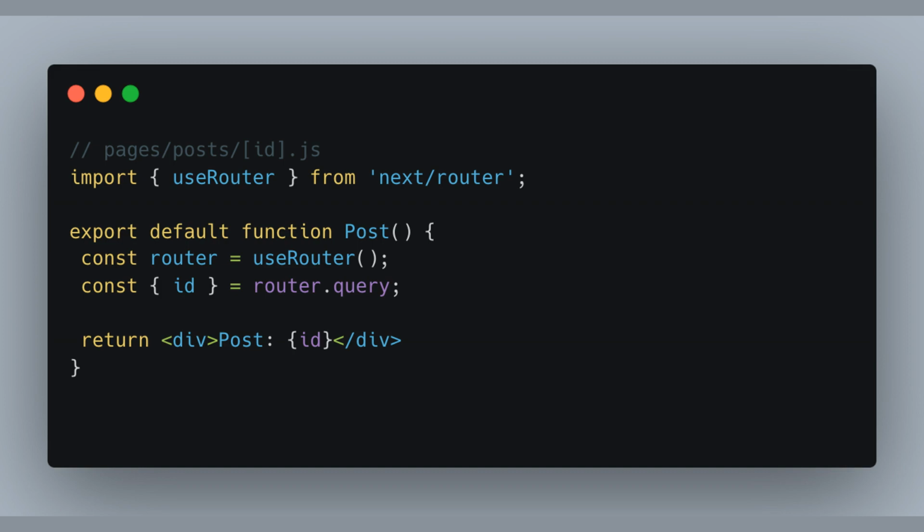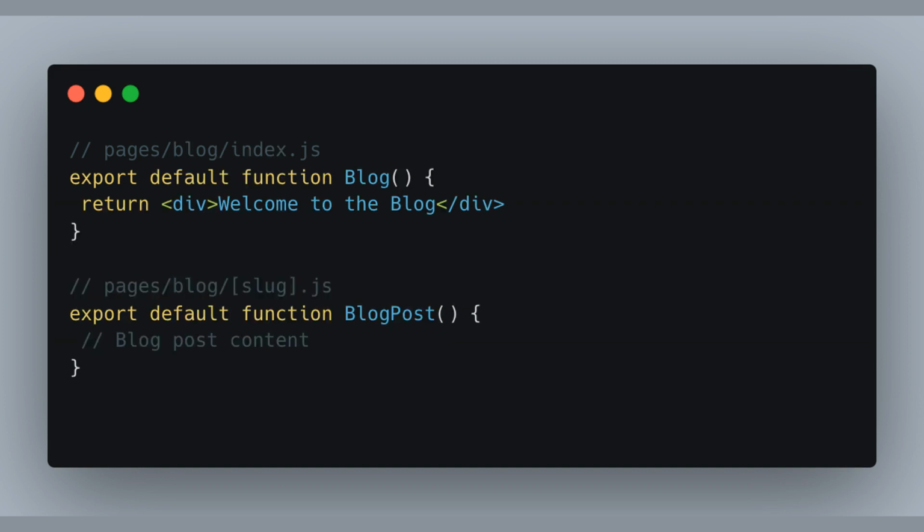Dynamic routing allows us to create flexible paths. In NextJS, we use square brackets to denote dynamic segments in the file name. For example, creating a file named [id].js under the posts directory lets us match a variety of paths. Inside this component, we use the useRouter hook to access the dynamic segments of the URL. This feature is incredibly powerful for building scalable applications.